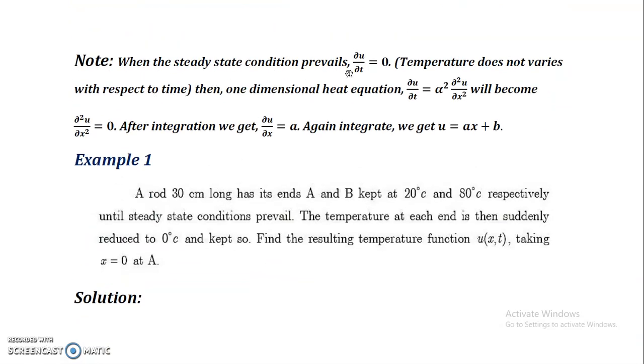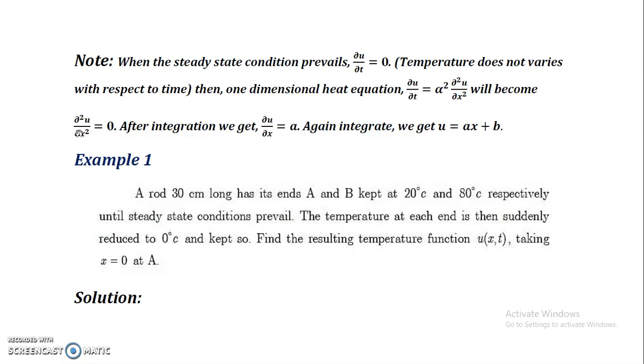When the steady state condition prevails, dou u by dou t equal to 0, which means temperature does not vary with respect to time. Here u stands for temperature and t is the time. Then the heat equation will become dou squared u by dou x square equal to 0, because dou u by dou t equal to 0.